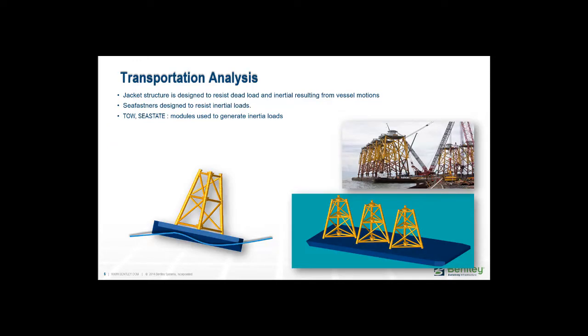For the transportation analysis, the jacket structure is designed to resist the gravity load and inertial loads resulting from the vessel motion. The sea fasteners, however, are designed to resist the inertial loads. We have two products called tow and sea state, which can be used to generate these inertial loads.